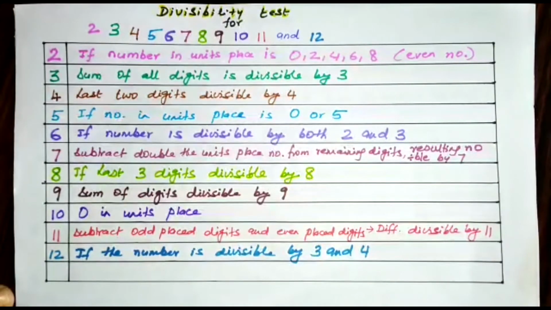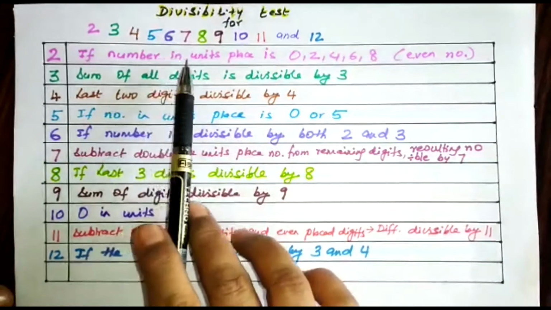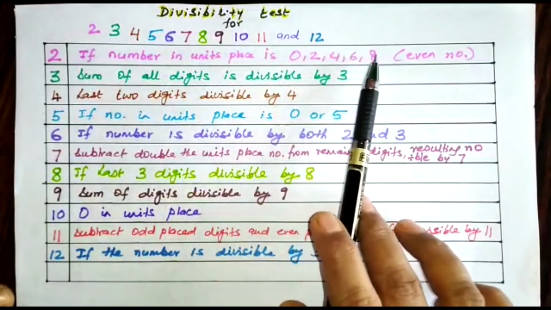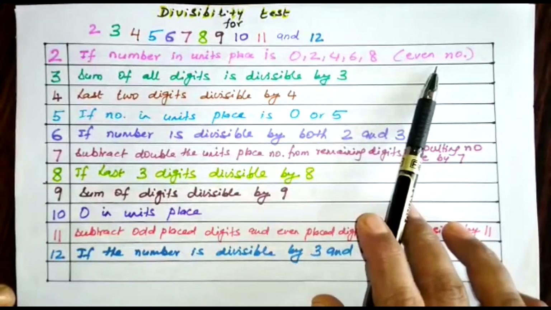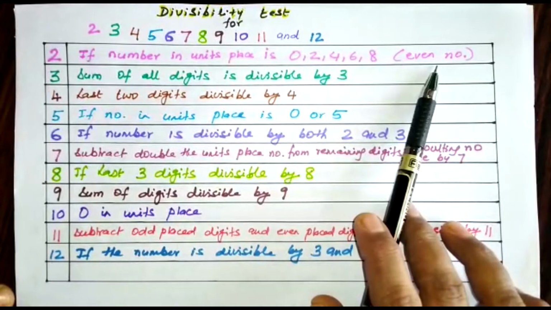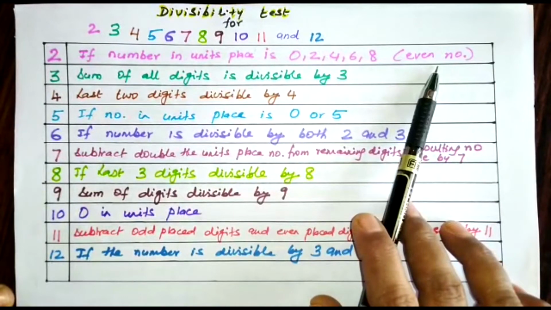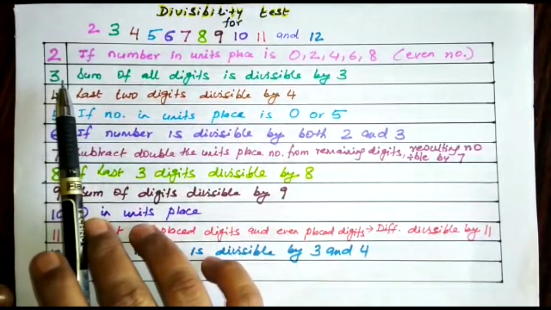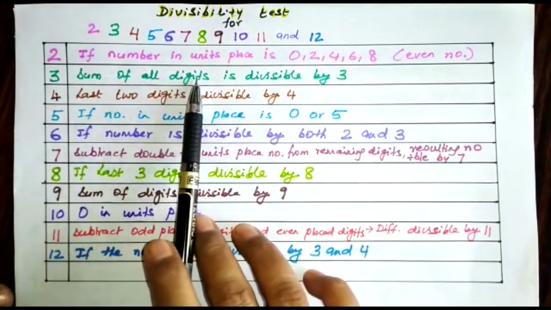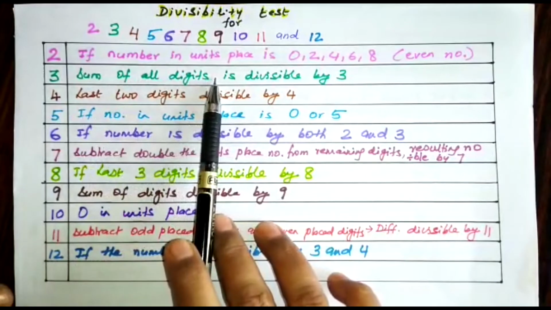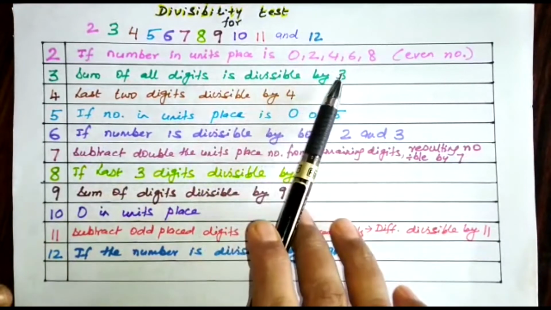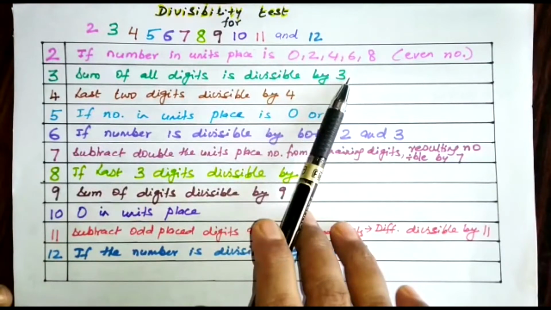See, for a number to be divisible by 2, if the number in units place is 0, 2, 4, 6, 8, or it is an even number, it will be divisible by 2. For checking divisibility by 3, first we have to add all the digits. That is, we have to find the sum of all the digits. If the answer we get is divisible by 3, then the given number is divisible by 3.